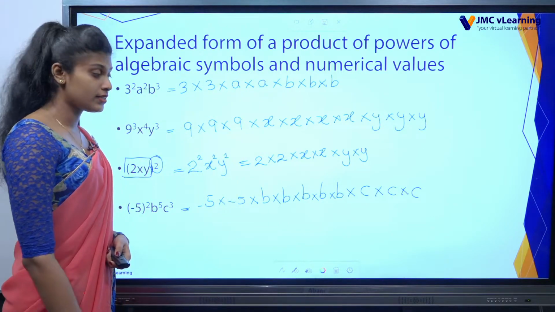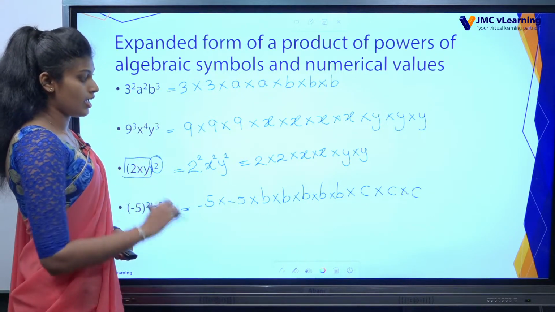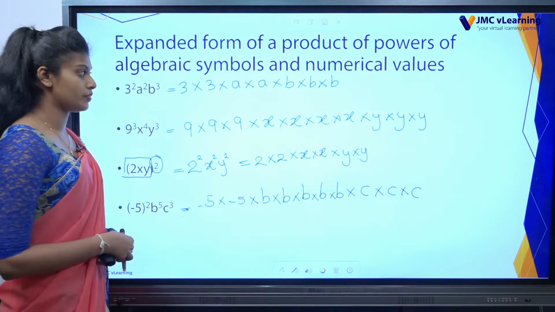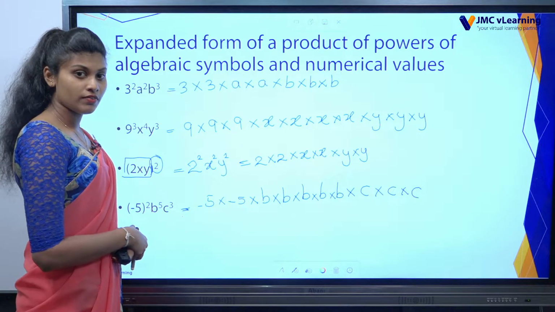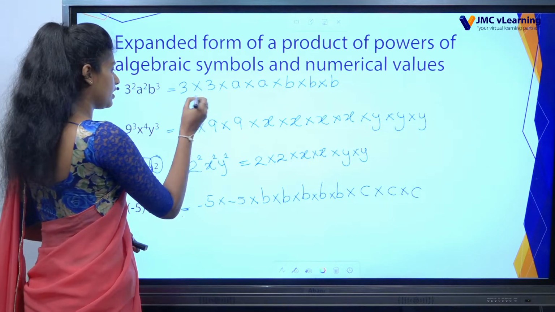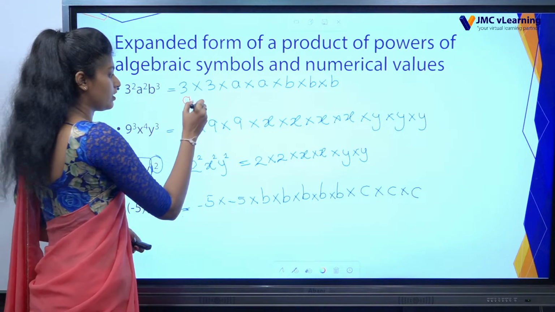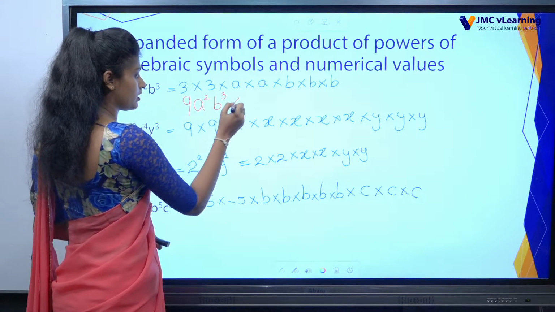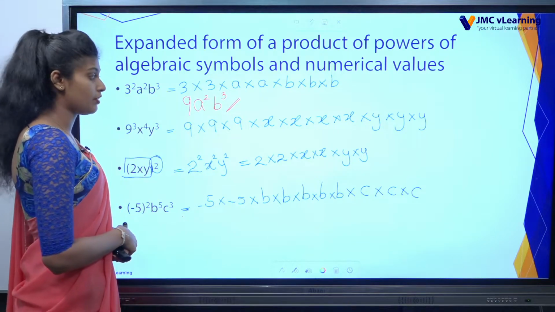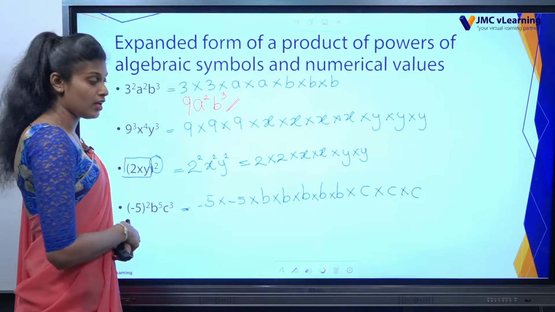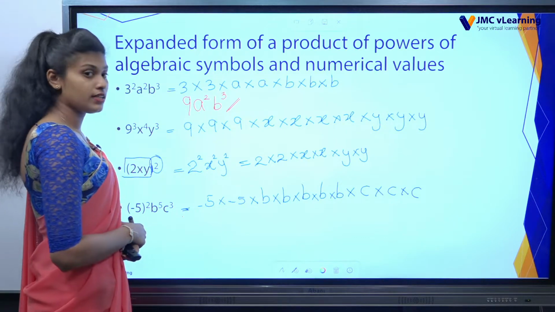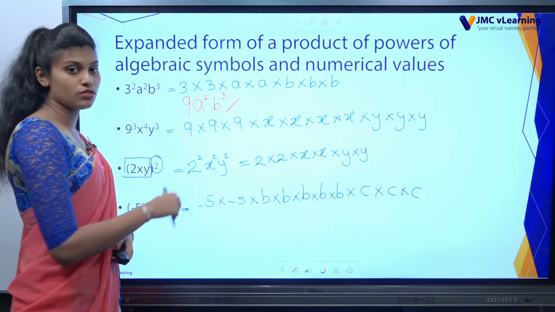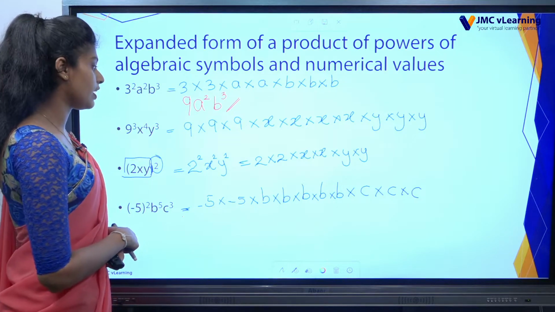This is the expanded form of these expressions. Then how can you write the value of them? 3 into 3. What is the value of 3 into 3? 9. Then 9, a to the power 2, b to the power 3. When we simplify this, we can take the answer as 9a to the power 2, b to the power 3. Then here also you can simplify the numerical values.